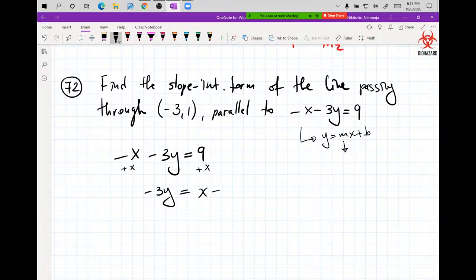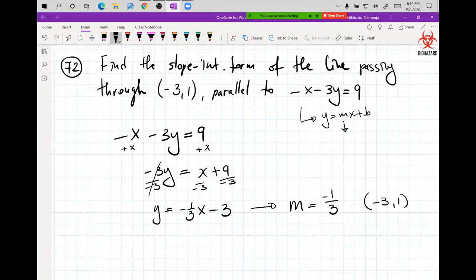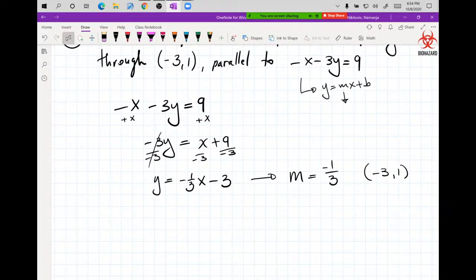On the other side, we have x plus 9. And now divide both sides by negative 3. You can divide each term individually by negative 3. It tends to be easier that way. And when the negative 3 cancels, you get y equals negative 1/3 times x minus 9 divided by 3, which is 3. Positive divided by negative is negative. There it is. We have our slope, negative 1/3. We also have a point, (-3, 1). So we can feed all of that into y equals mx plus b and calculate b.